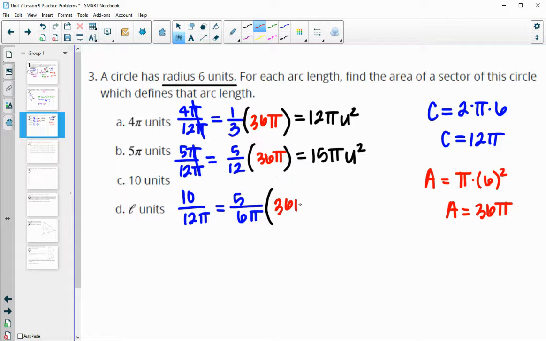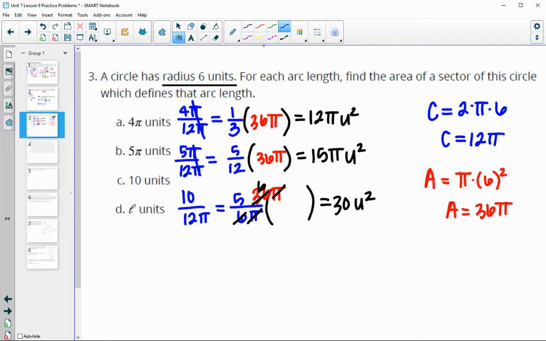Then we'll multiply this by the area to figure out what portion of the area we have. Now you've got a pi that will cancel. When we multiply, this will be on top, really. So these pi's will cancel. 36 divided by 6 is 6, and 5 times 6 is 30. So we just get 30 units squared for that sector.